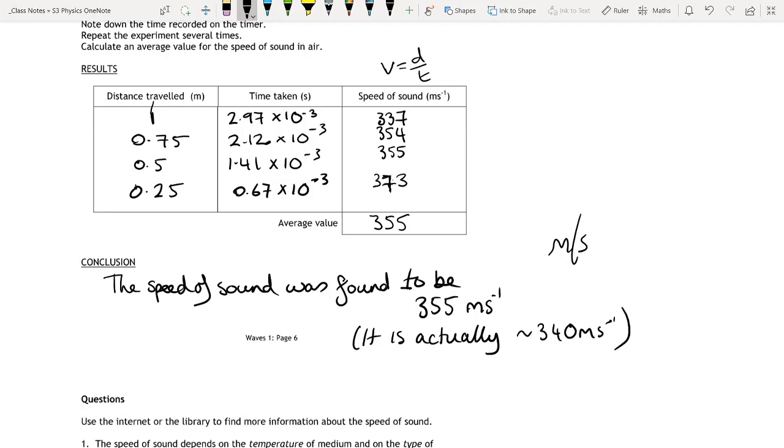That's what it actually is. The actual value is, yeah. But the one that we calculated is 355. Yeah.